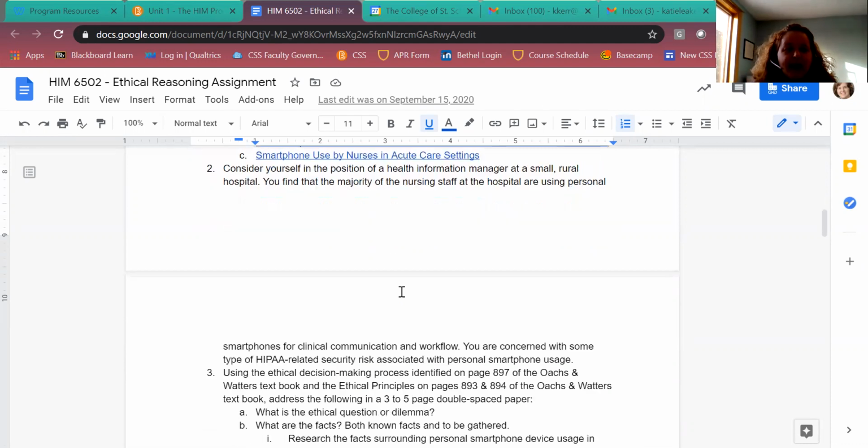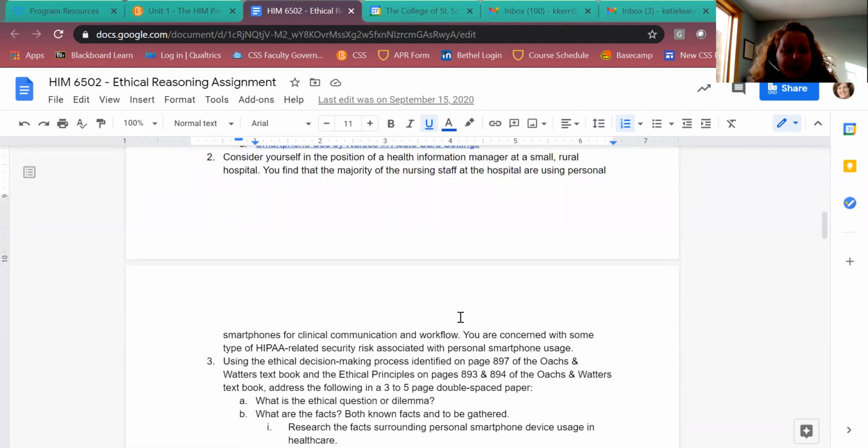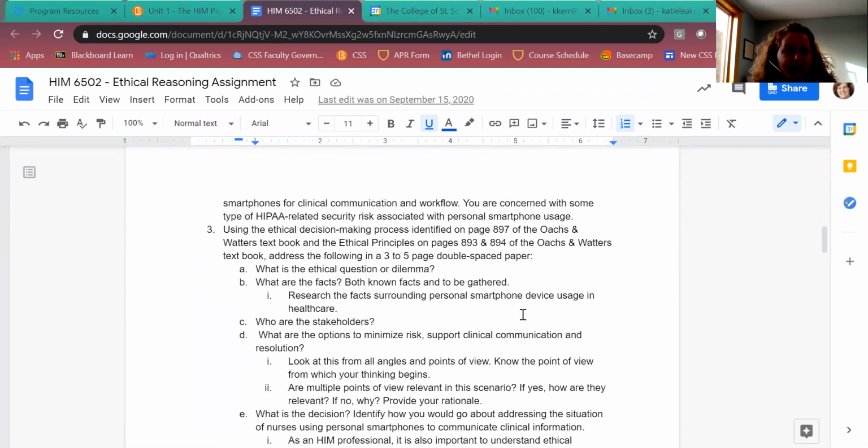Then the next thing is to put yourself in the frame of mind as if you were a health information manager at a small rural hospital, and you're finding that the majority of the nursing staff at the hospital are using personal smartphones for clinical communication and workflow. You're concerned with some type of HIPAA related security risk associated with that personal smartphone usage.